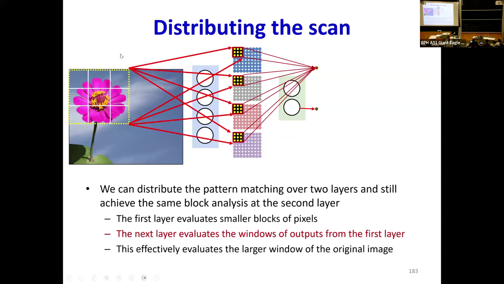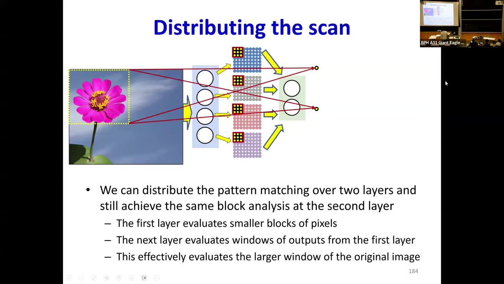And so by so doing, what we have done is distributed the window over two layers. The first layer is not looking over the entire window. The first layer is looking at smaller regions of the input. And the second layer is looking at a window of outputs from the first layer and effectively looking at the entire window in the input. So it's now a distributed input. The pattern has now been distributed over two layers, right?